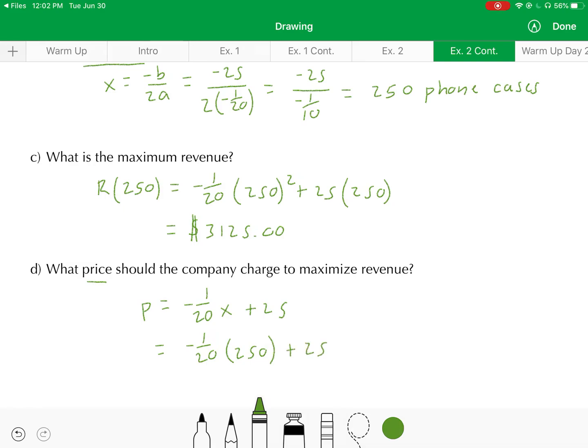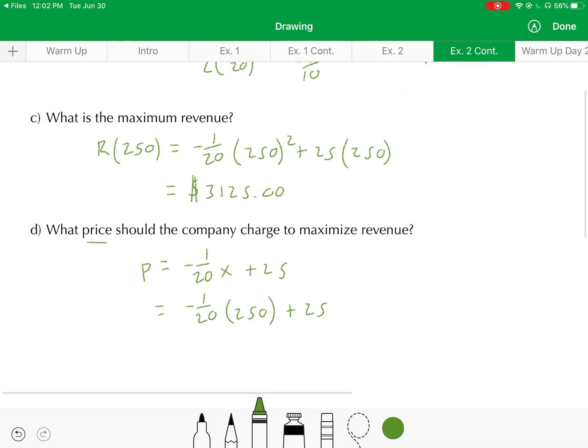Where did the 250 come from? Well, that's the amount of items I'm selling. Turns out to be $12.50. Sell them for that much in order to bring in as much revenue as possible. Okay, that's it for this video.